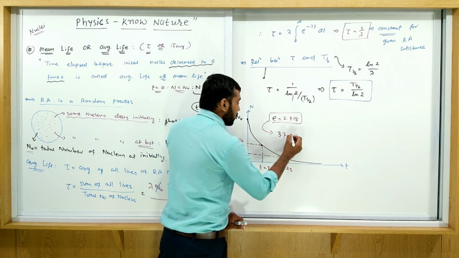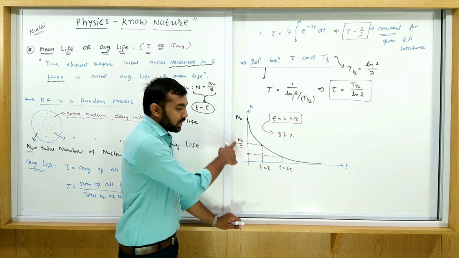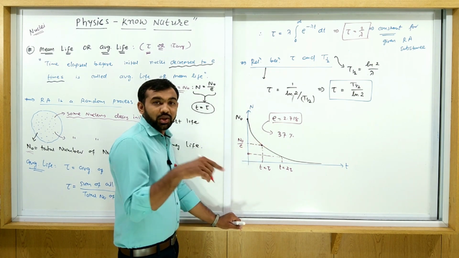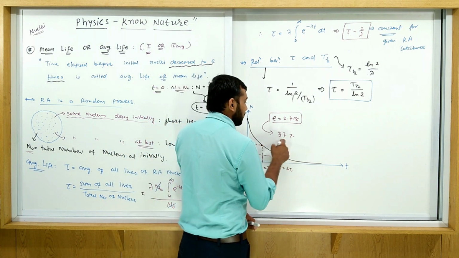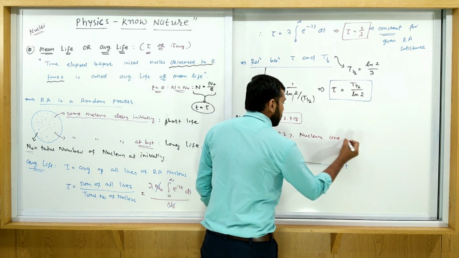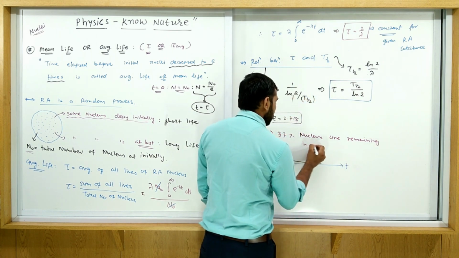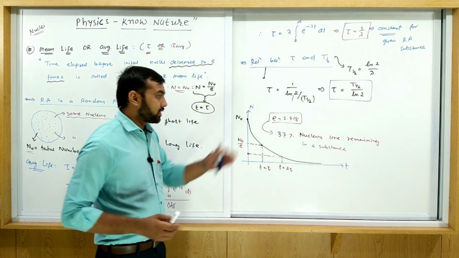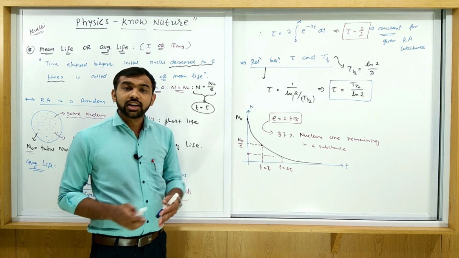So 37%. If you calculate this value 1 upon E, then you get 0.37. You can convert it into percentage: 0.37 multiplied by 100% is 37%. So 37% of nuclei are remaining in a substance. What is the meaning of remaining? These are the undecayed. It means 63% of nuclei are decayed.